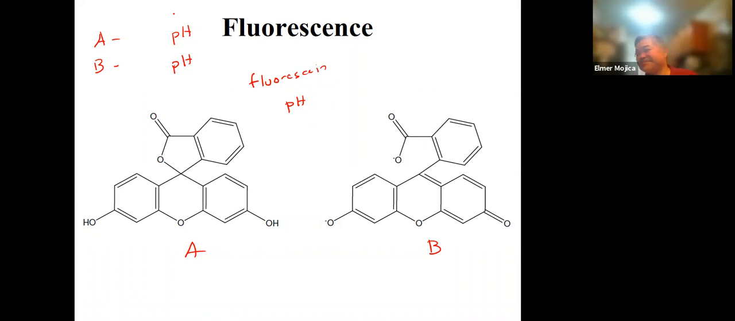Tingnan nga natin. Ano yung A? Ano ba yung high pH? Basic, acidic? Ano yan? Basic or acidic? Basic. So, ano ba pwede natin sabihin? A is acidic, B is basic?